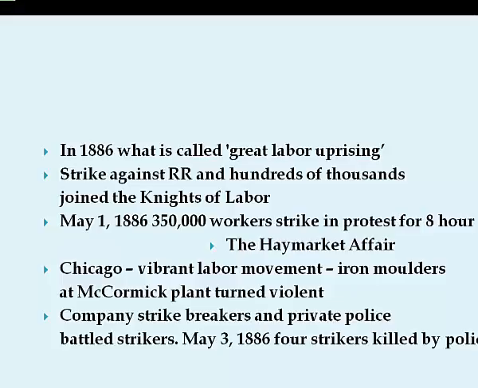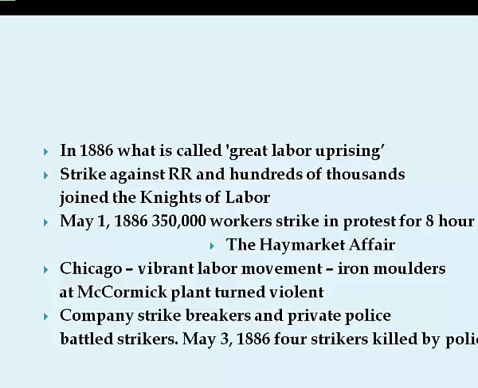And on May the 1st, 1886, 350,000 workers across the country went on strike and protested for the 8-hour day. It was nothing unusual to work 12, 14 hours a day, 6 and 7 days a week back in that time. May the 1st became known as May Day, and thereafter became an annual holiday of parades and protests by workers around the world. But in Chicago, there was a very vibrant labor movement. It brought together radical socialists and anarchists, immigrant workers, and native-born laborites.